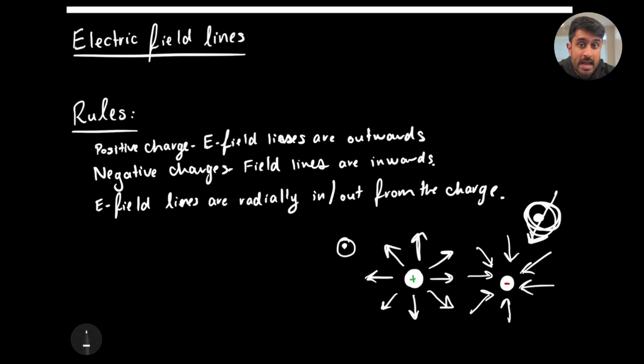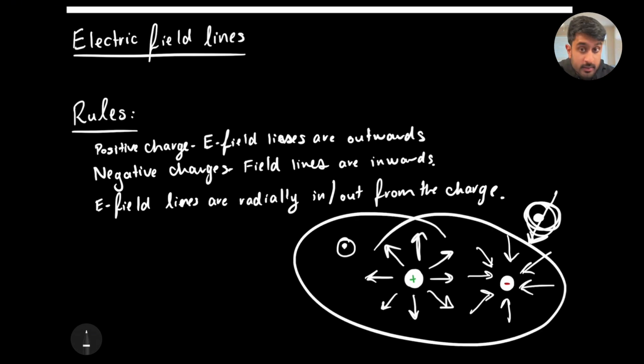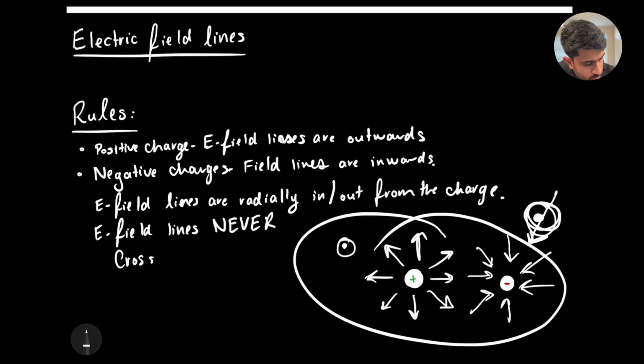And finally, if we have multiple charges such that we have right here, these electric field lines can never ever cross with each other. So E field lines never cross. So here's point number 1, 2, 3, and 4. So these are the 4 points that we always have to look at, especially when we're solving some problems with electric fields. And this is exactly what we're going to do now.